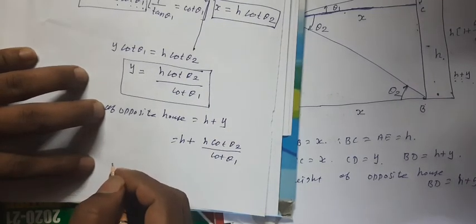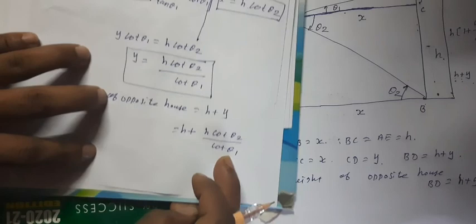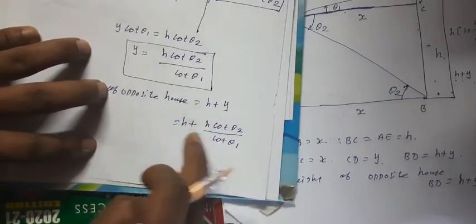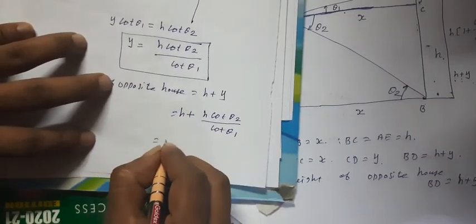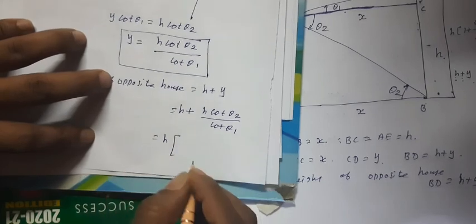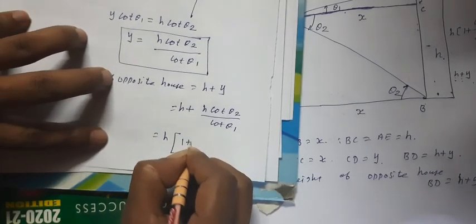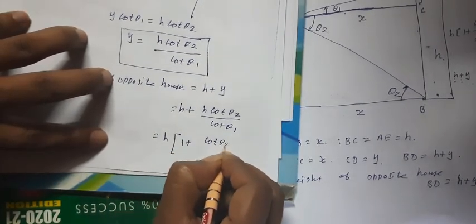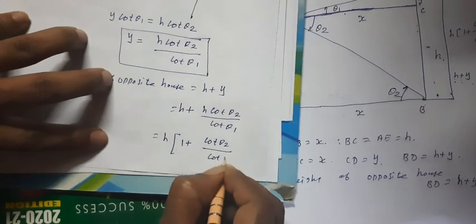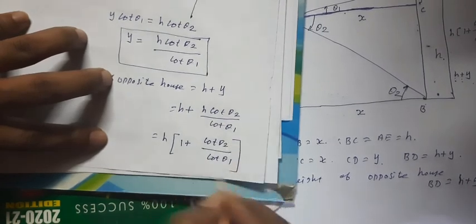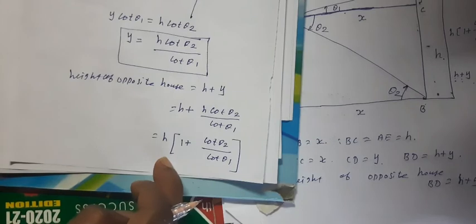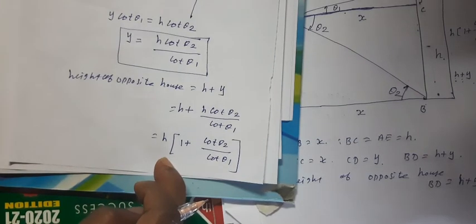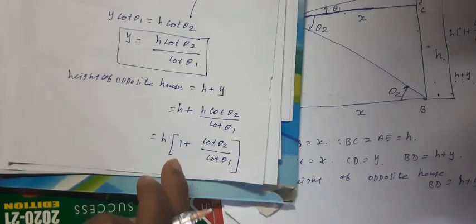Clear? Understand this one? Okay, now here both have h, so we can take h common. We get h times 1 plus cot theta 2 by cot theta 1. So this is the height of the opposite house. Clear? Understand this one? Okay.